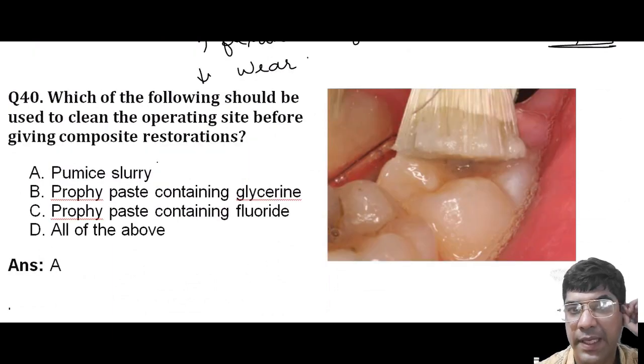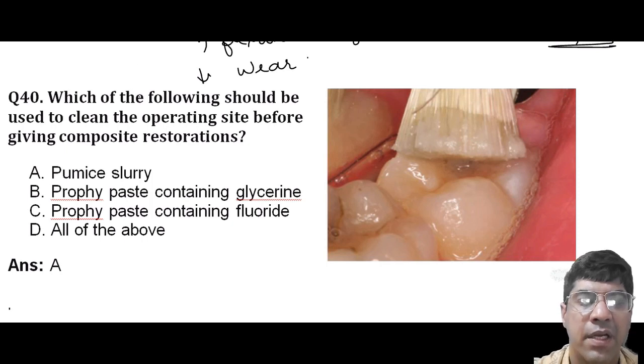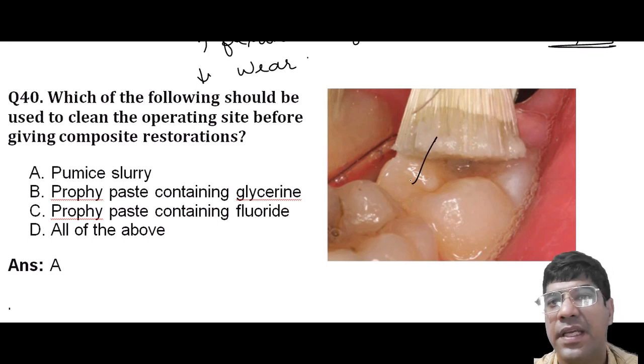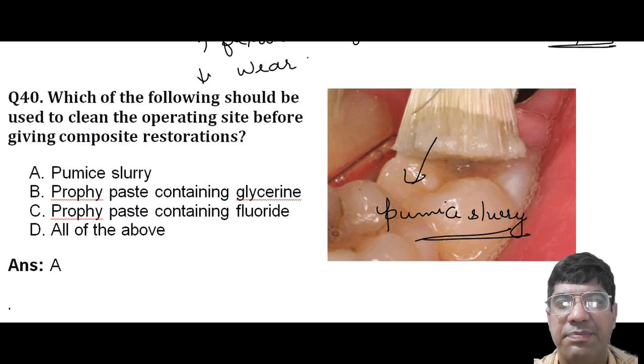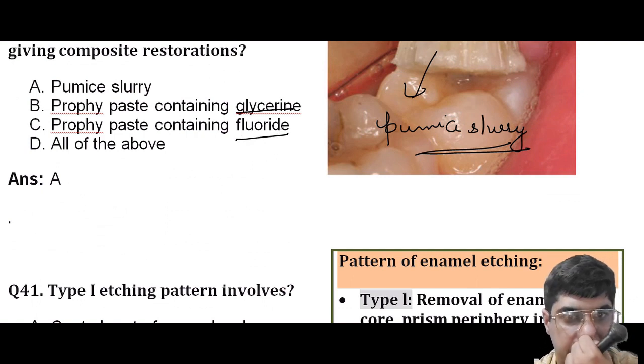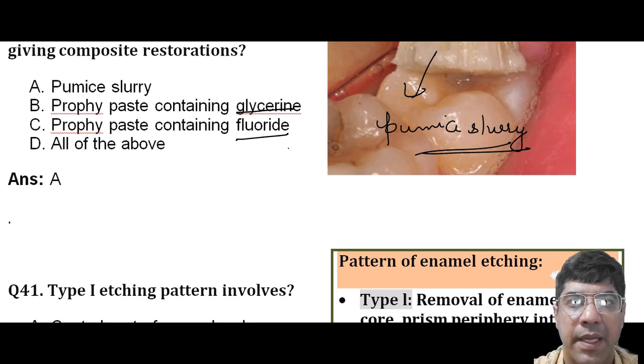Which of the following should be used to clean the operating site before giving a composite restoration? Before the insertion of composite restoration, it is common practice to clean the operating site with pumice slurry. This pumice slurry is used to remove the plaque, pellicle and superficial stains from the tooth surface, ensuring the tooth is clean and prepared for the bonding process. Prophylaxis paste containing glycerin and fluoride should be avoided as they may interact with the acid etching technique and compromise the bonding.